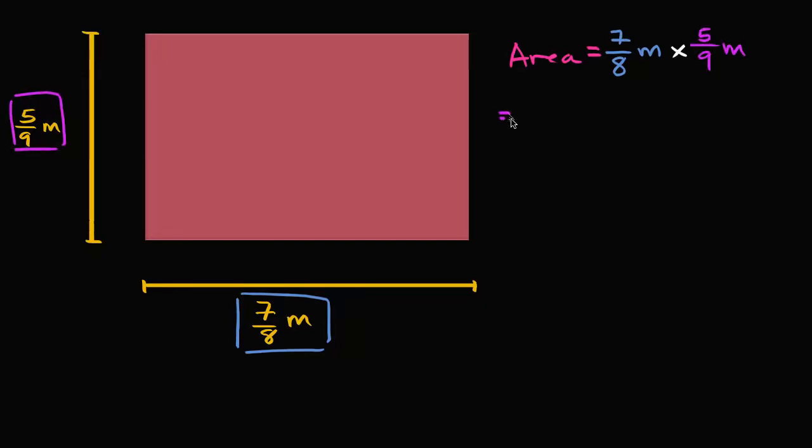Well, that's just going to be equal to the meters times the meters give us square meters. So meters squared, we could write it like that. And then we're going to have 7 times 5 in the numerator to get us 35. And then in the denominator, we are going to have 8 times 9 to give us 72. And we'd be done. This is the area of this rectangle here. It's 35/72 of a square meter.